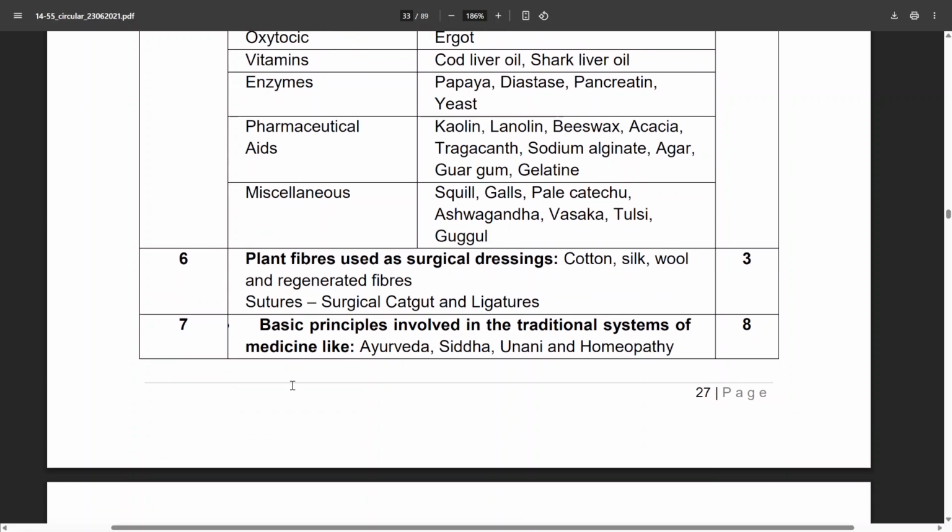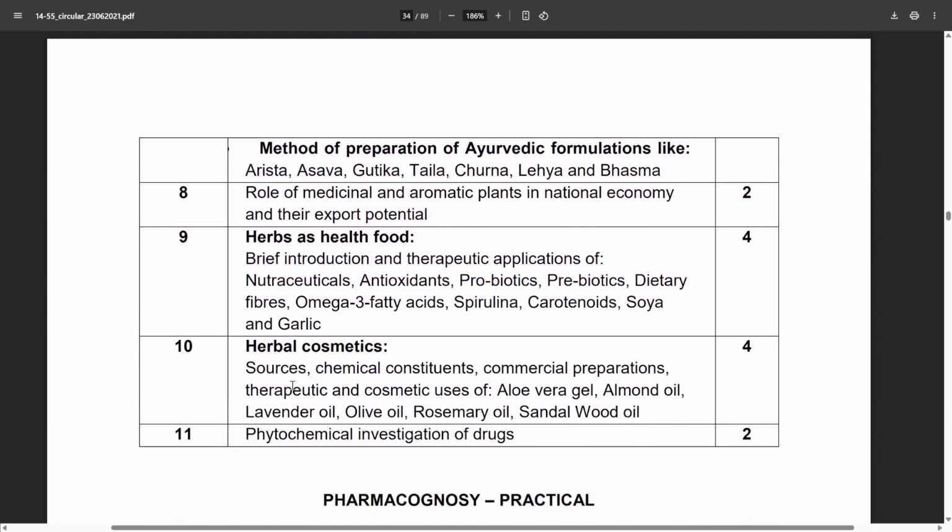Chapter 6: plant fibers used as surgical dressings: cotton, silk, wool, and regenerated fibers. Sutures, surgical catgut, and ligatures. 7. Basic principles involved in traditional systems of medicine like Ayurveda, Siddha, Unani, and homeopathy. Methods of preparation of Ayurvedic formulations like Arishta, Asava, Gutika, Taila, Churna, Leha, and Bhasma.